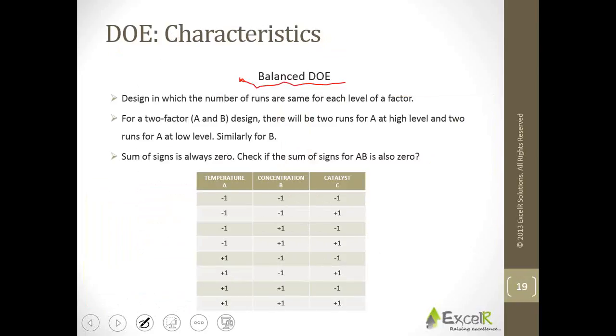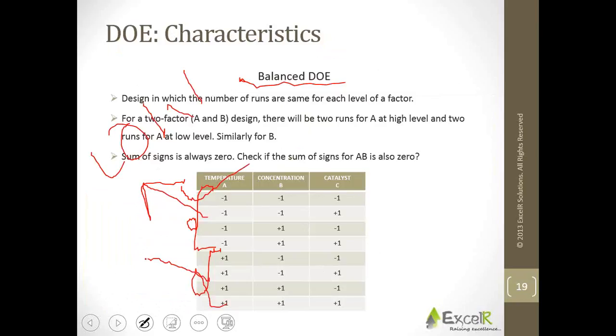Now, what is a balanced design of experiment? A design in which the number of runs is the same for each level of the factor. For each level, that means for -1, I'm going to perform 4 experiments. If you see this table, there are 4. For temperature, with -1, I'm performing 4 experiments. -1 means low. And with +1 also, I'm performing 4 experiments. +1 means high. Right, so they are balanced.